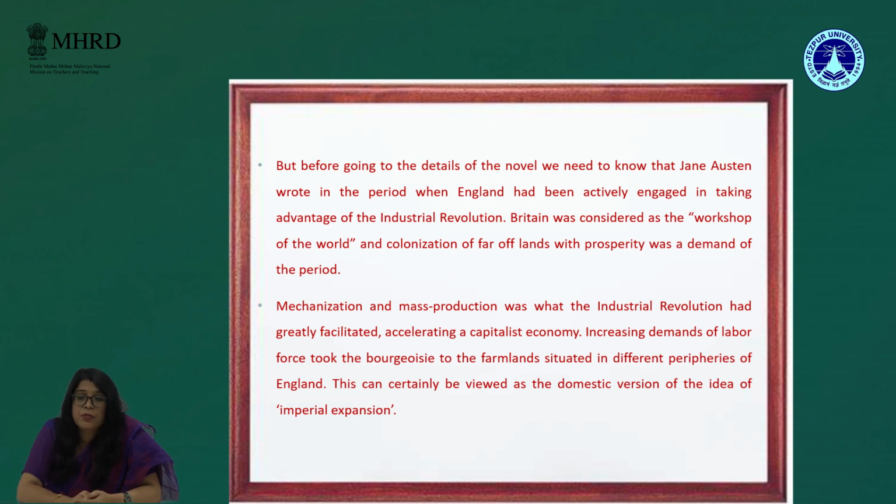Mechanization and mass production was what the Industrial Revolution had greatly facilitated, accelerating a capitalist economy. Increasing demands of labor force took the bourgeois to the farmlands situated in different peripheries of England. This can certainly be viewed as the domestic version of the idea of imperial expansion. It means from the center, people within England went to the peripheries, to rural England. And what was the intention behind these rich people going to rural England instead of focusing on their own city and urban life?